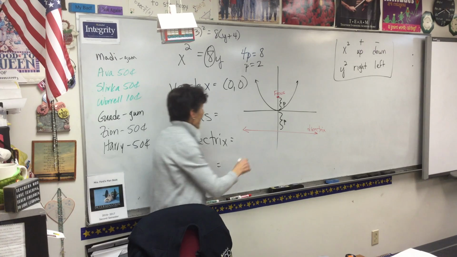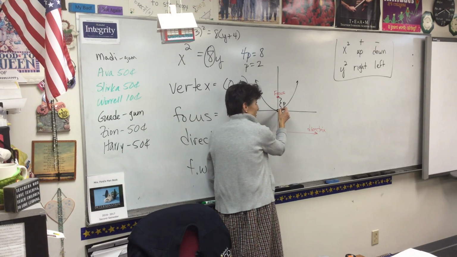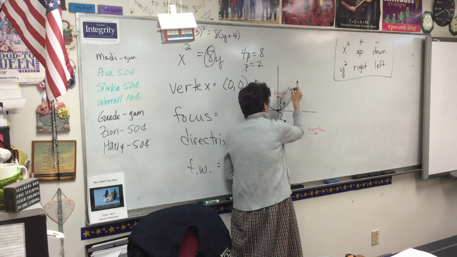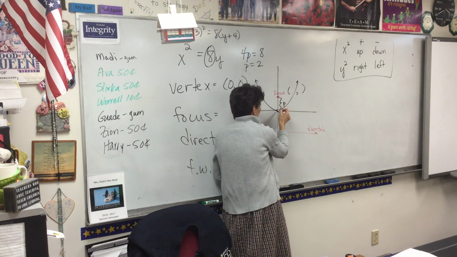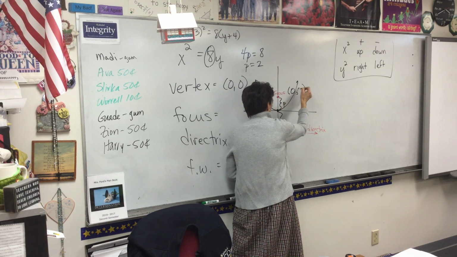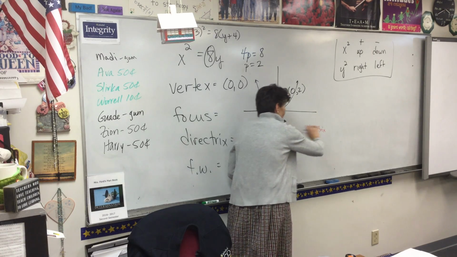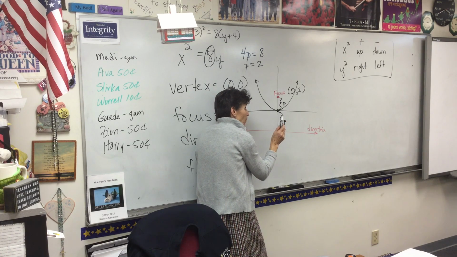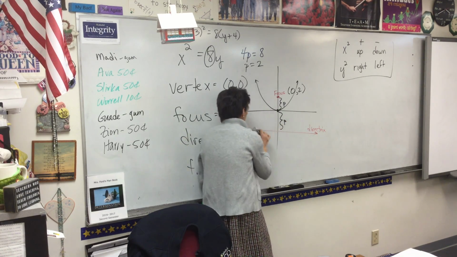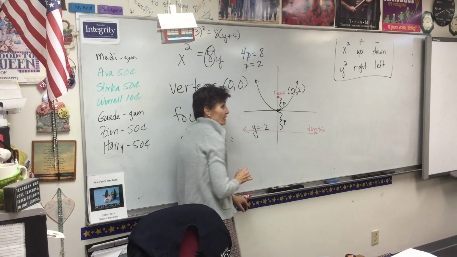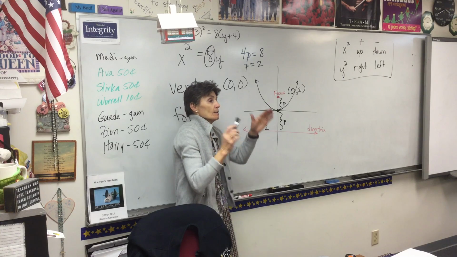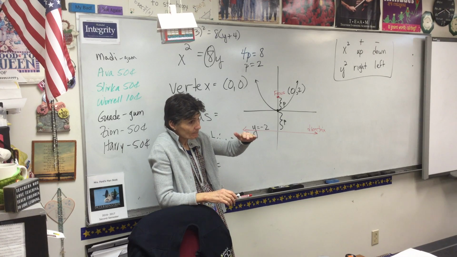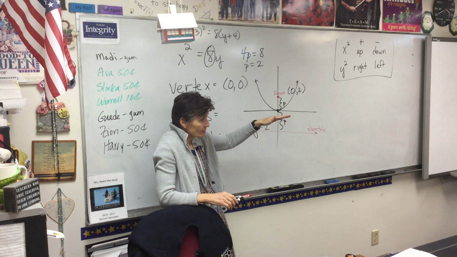Right? So that means my focus, here's my vertex, right here at the origin. My focus is up 2. So what will be the coordinates of my focus if I go up 2? 0, 2. My directrix is down 2. Well, it is not a point. It is a line. So it's y equals -2. Now, slow down. We're going down 2 to get the directrix, right? So I draw that in.